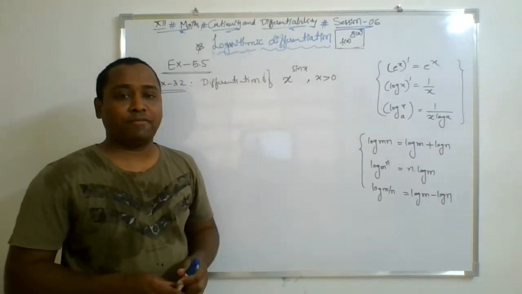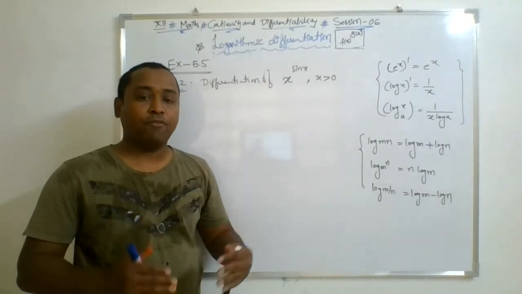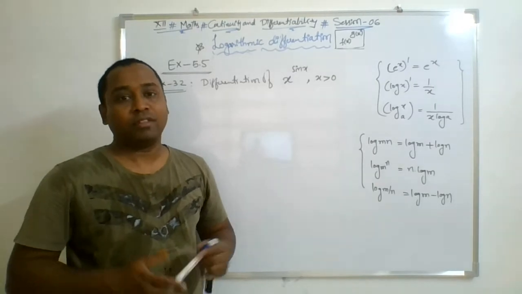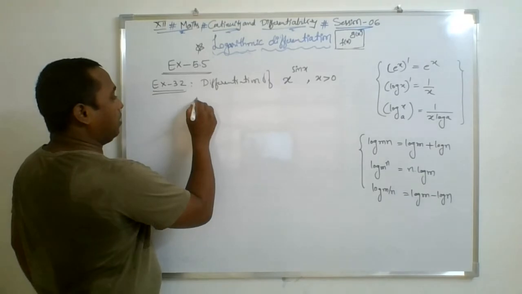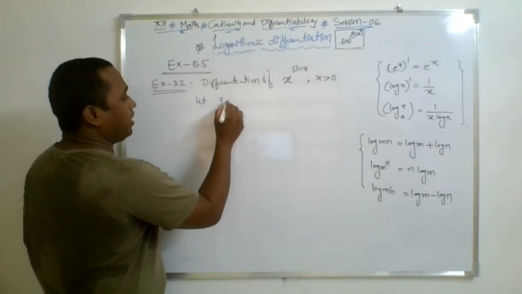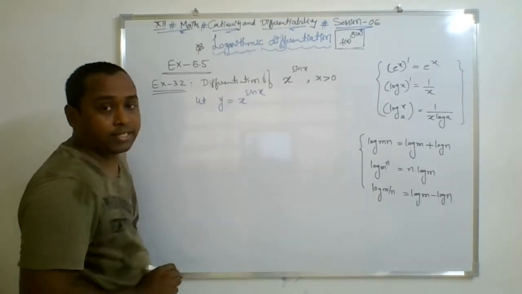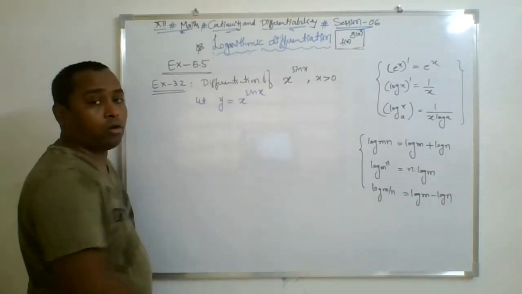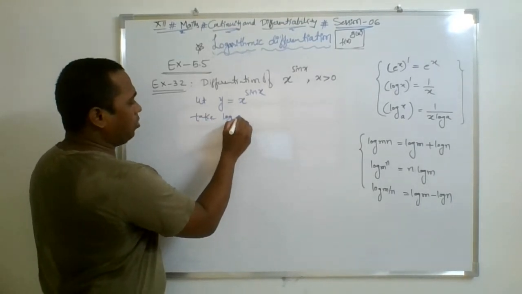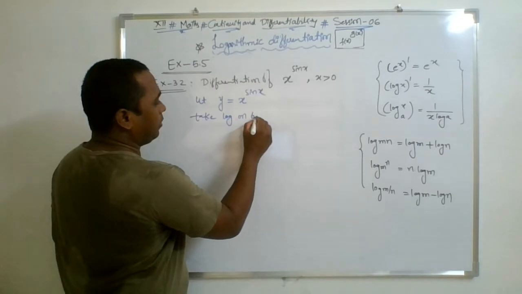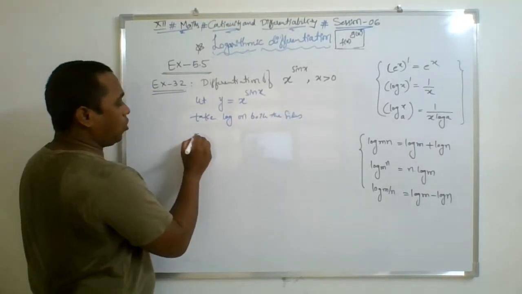What is logarithmic differentiation? Simply taking log on both the sides before starting the differentiation. That's called logarithmic differentiation. Now let's see the process. First we'll start like this. Let y be equal to the given function, x to the power of sine x, and then take log on both the sides. Just take log on both the sides.